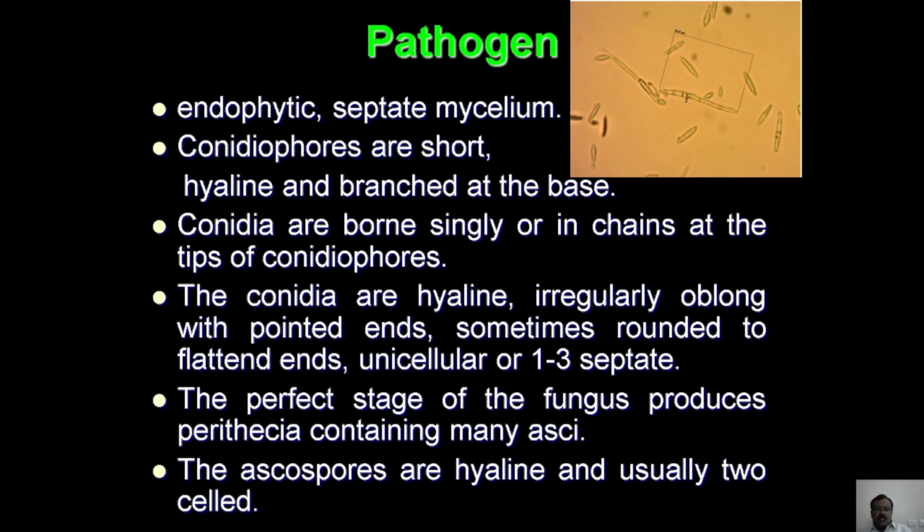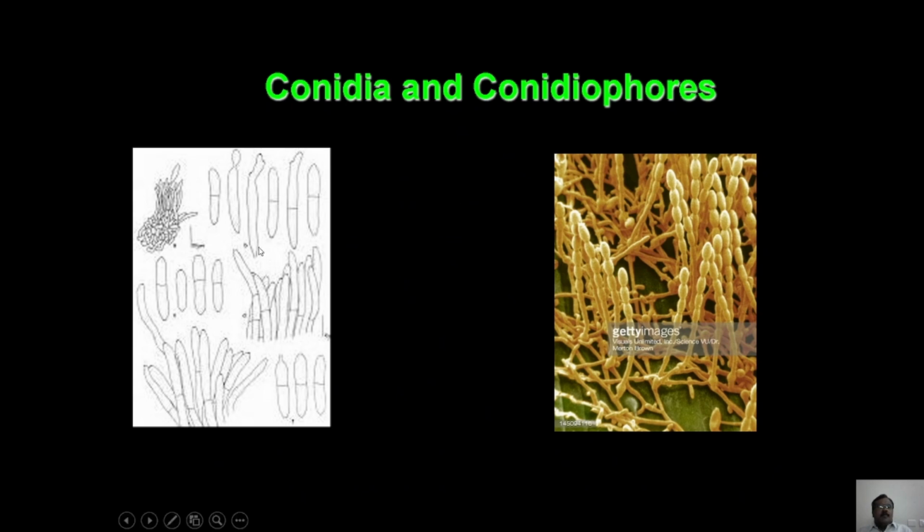The conidiophores are short, hyaline and branched at the base. The conidia are borne singly or in chains at the tip of conidiophores, and the conidia are hyaline, irregular, oblong with pointed ends, sometimes with rounded or flattened ends also, and mostly unicellular and sometimes 1 to 3 septate. And the perfect stage of the fungus produces perithecia, which in turn contain asci and ascospores. The ascospores are hyaline and usually two-celled, and this is the typical conidiophore of the fungus.